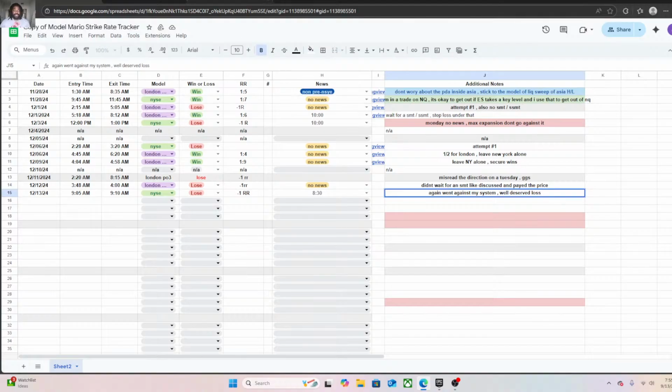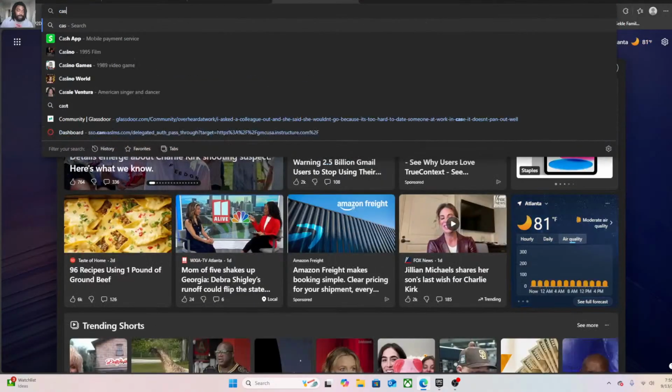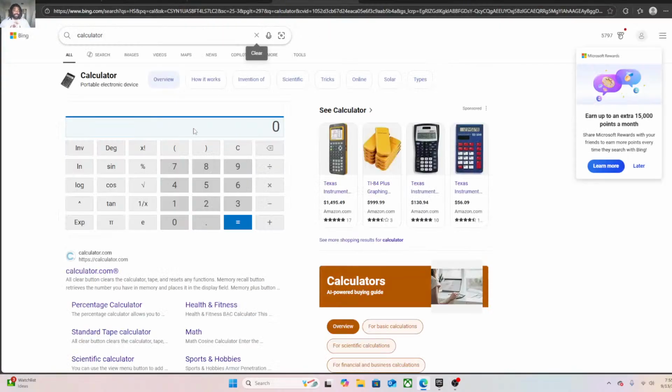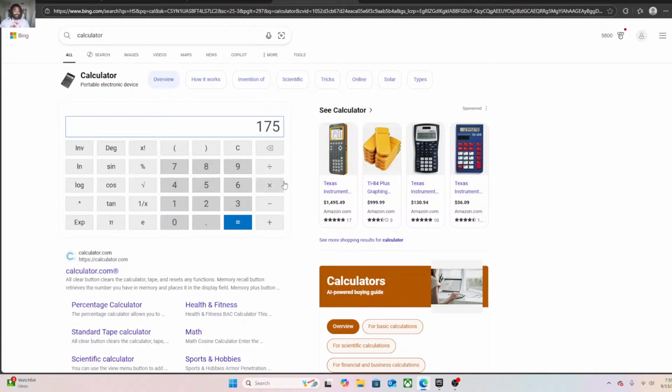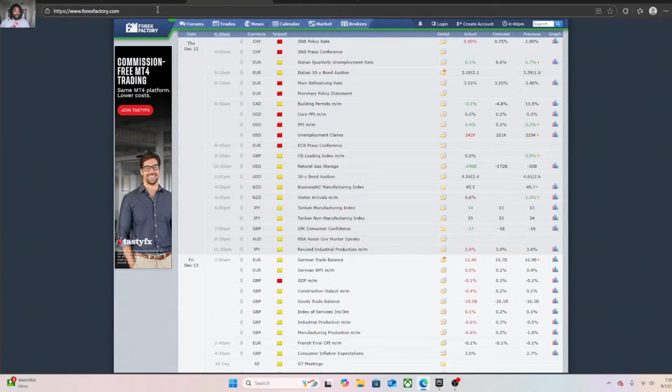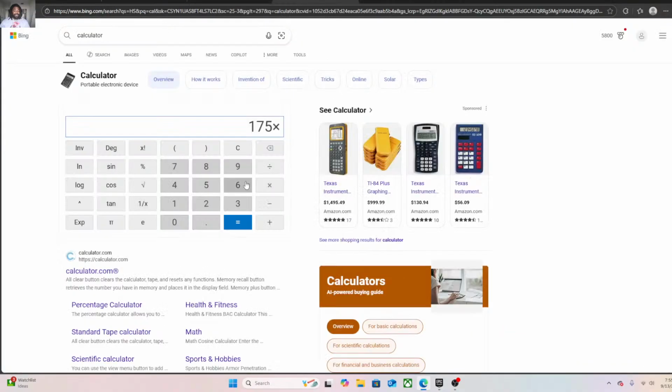Y'all all know I risk 175 per trade. So let's pull out the calculator. I risk 175 to make 1,500, if not more. So we got 175 times how many days I lost. 1, 2, 3, 4, 5, 6. So 175 times 6 equals... so I'm down negative $1,000, right?